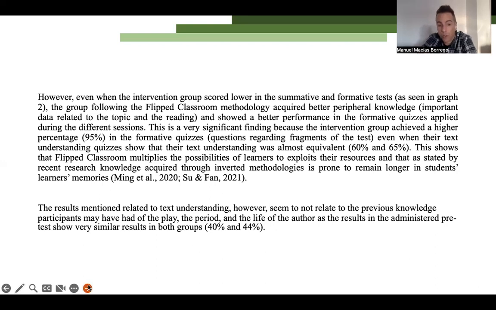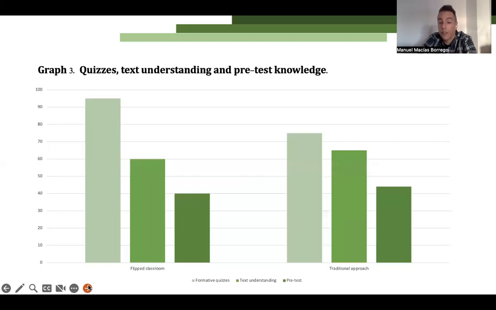The results mentioned related to text understanding, however, seem not to relate to the previous knowledge participants may have had of the play, the period, and the life of the author, as the results in the administered pre-test show very similar results in both groups, 40 and 44%. These can be seen in the graph. We can see the distribution is quite similar in the pre-test, and then the formative quizzes differ a lot.